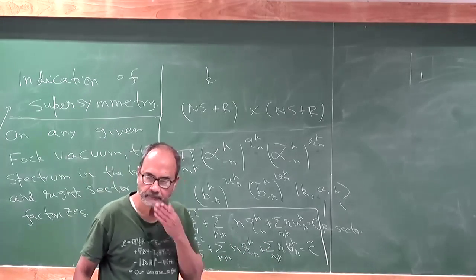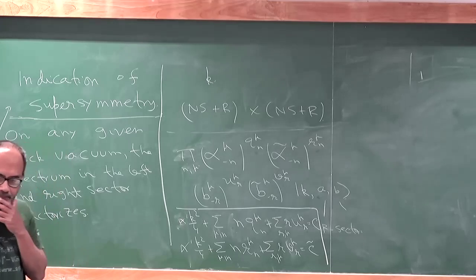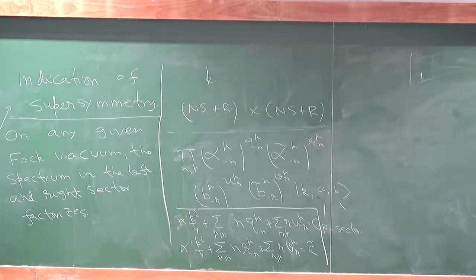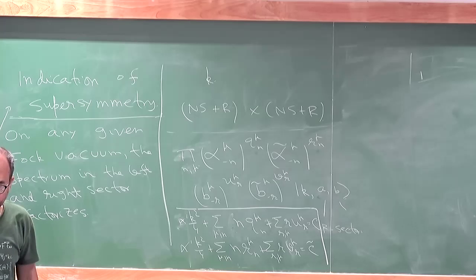I'm still slightly confused. In the NSNS sector, if I apply an odd number of these, why shouldn't I call that a fermionic state? If you apply an odd number of these, that's not fermionic. That's GSO odd, or actually GSO even. So that's not fermionic. Fermionic is the RNS sector, because they carry a spinor index, from the space-time perspective.